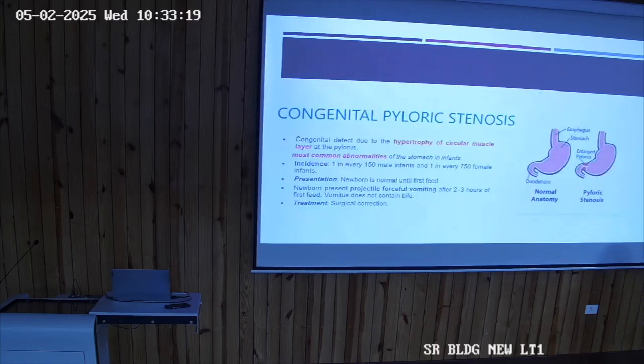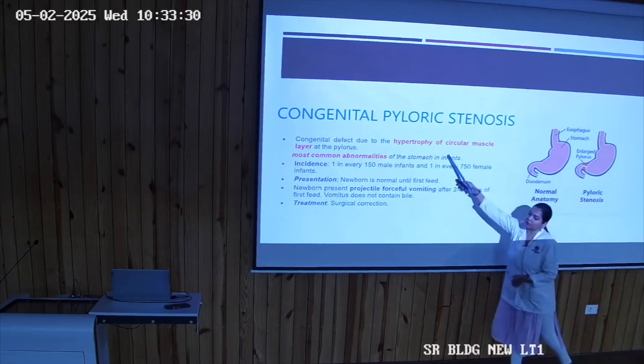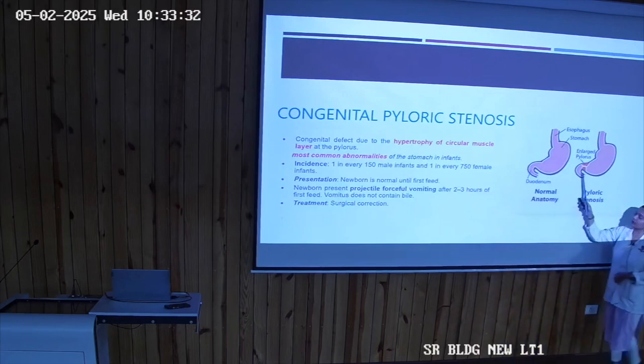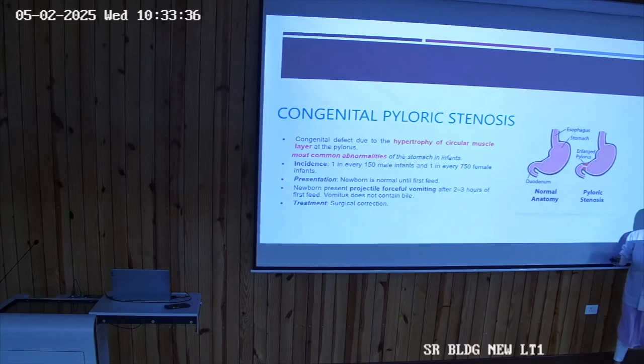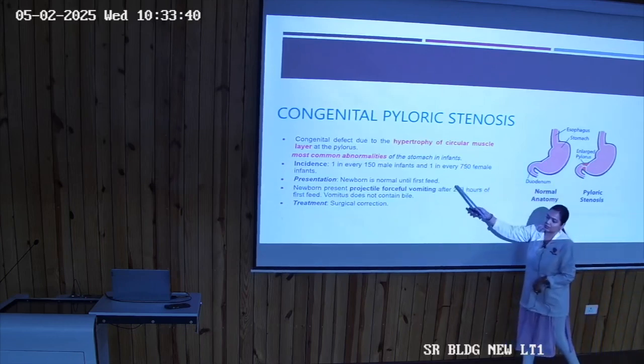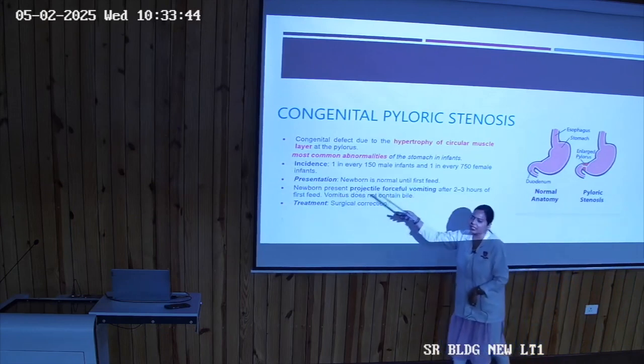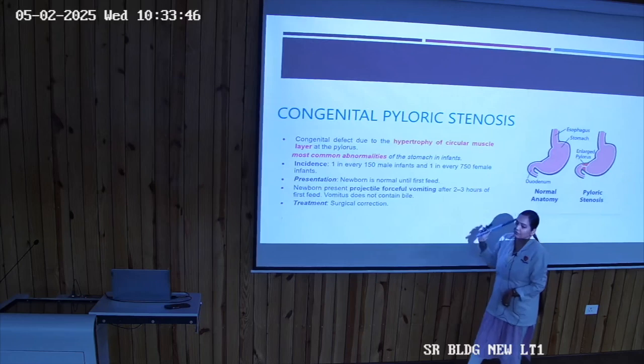So one common condition related to this is congenital pyloric stenosis. This is the pyloric end of the stomach. There is thickening of this because of hypertrophy of the circular muscle. Here there is the pyloric sphincter, which is occupied by the circular muscle cord. Thickening of the circular muscle cord leads to pyloric stenosis. This is more common in males, around 1 in 150 in males and around 1 in 750 in females.